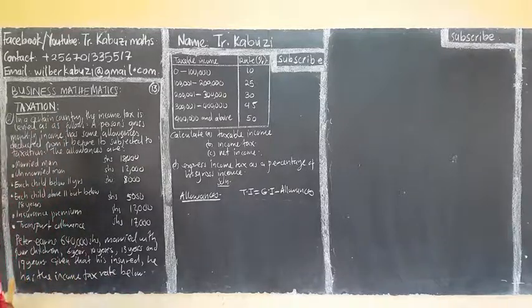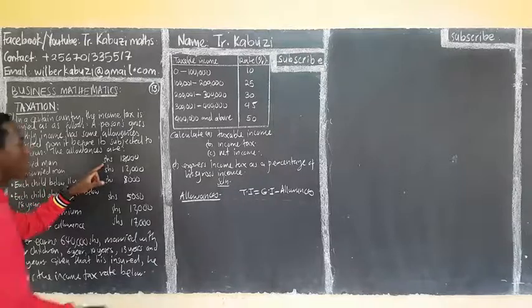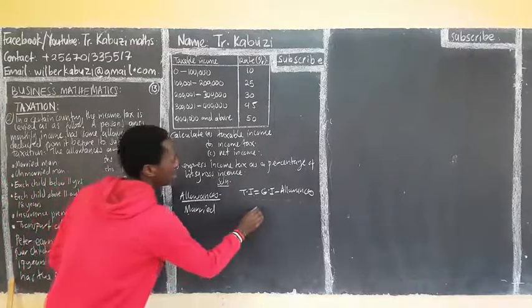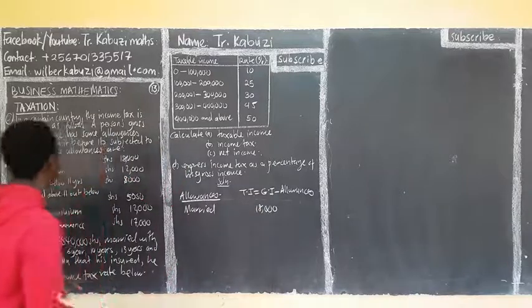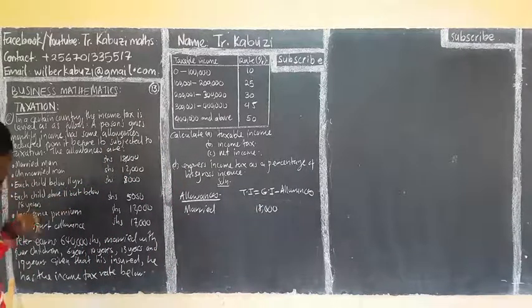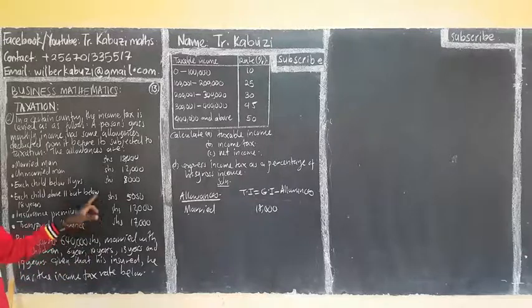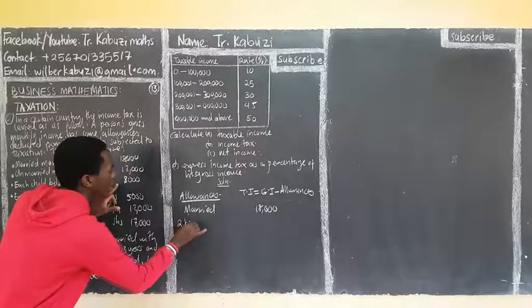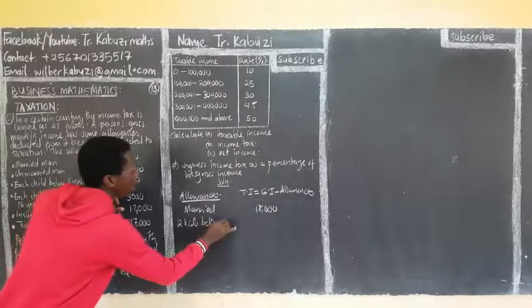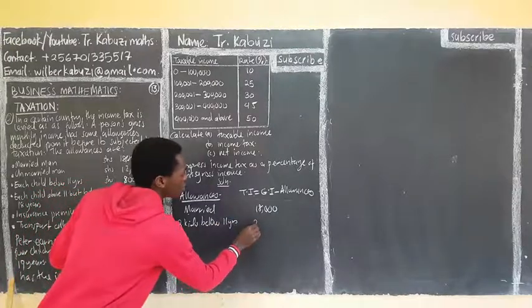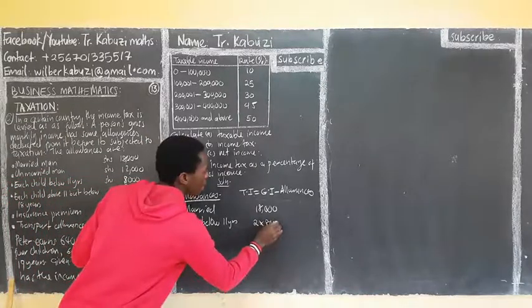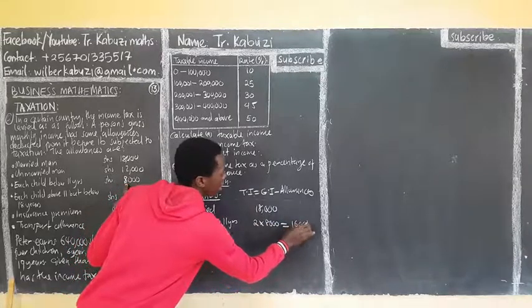Now, you know that Peter is married. So if you are married, you are going to get this amount. He's married, so he's going to get 18,000 shillings. Then each child below 11 years. He has this one below 11 and this one below 11, meaning he has two kids below 11 years. This will be 2 times what each is paid. Each kid below 11 is paid 8,000, and this will give you 16,000.